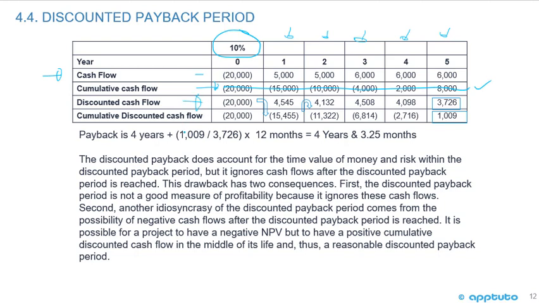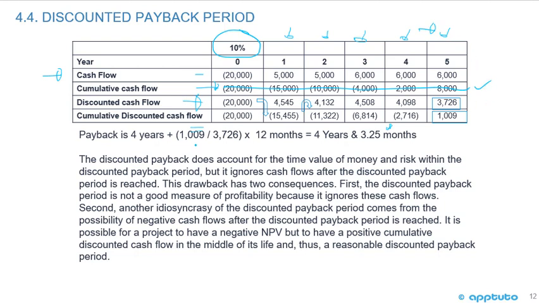We're going to go through our cumulative discounted cash flow, so it's the same. Negative 20,000 plus 4,545 is negative 15,455, plus 4,132 is negative 11,322, plus 4,508 is negative 6,814, plus 4,098. We're still at negative here in year 4, negative 2,716, plus our 3,726, we're going to get 1,009. So we can see now our payback is after year 4, but before the end of year 5.